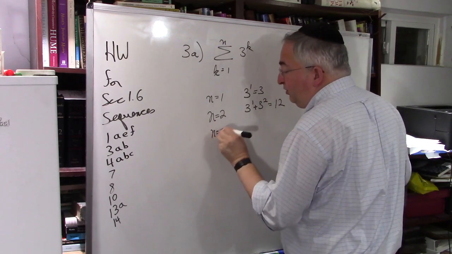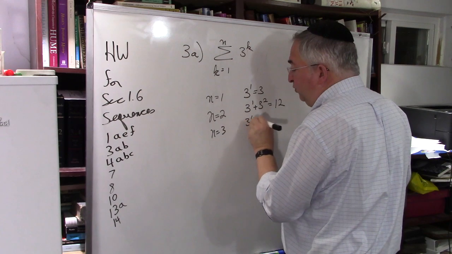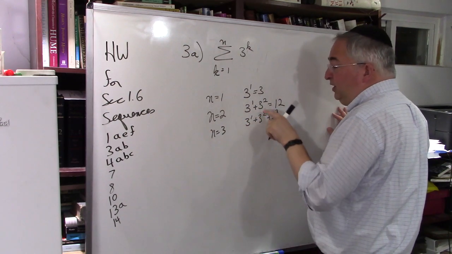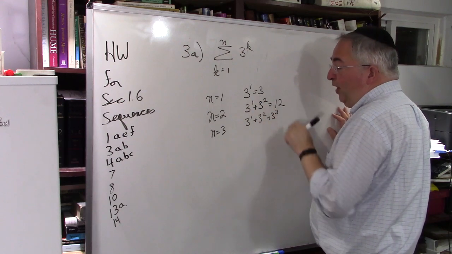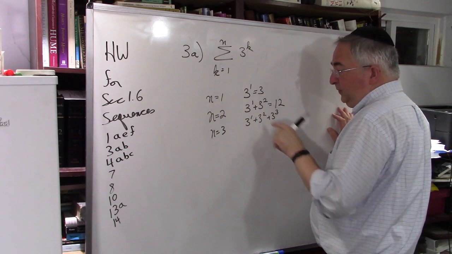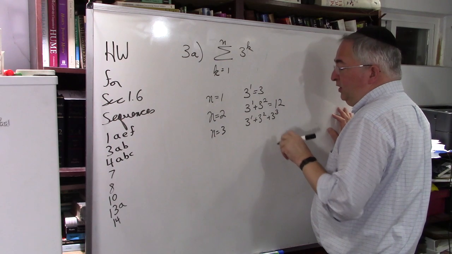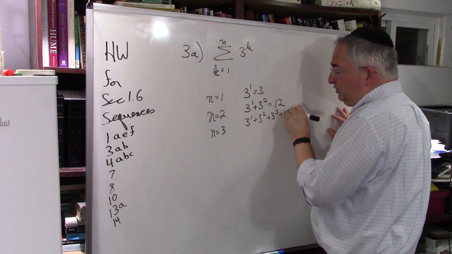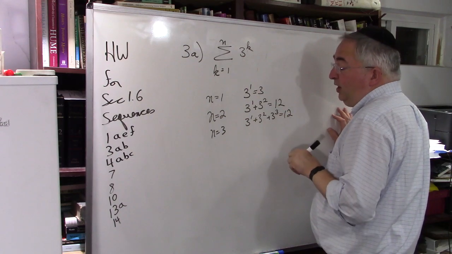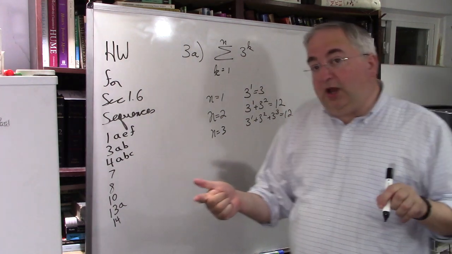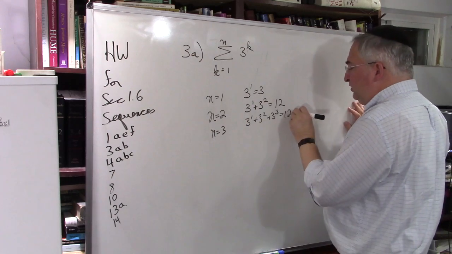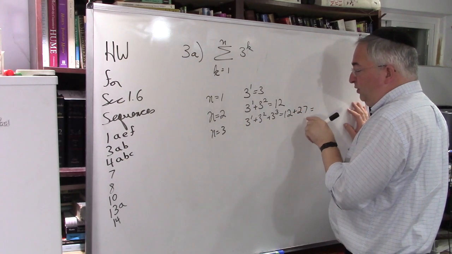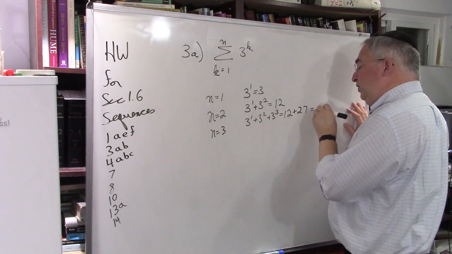For n is equal to 3, this becomes 3 to the 1 plus 3 to the 2 plus 3 to the 3, so this is 12 plus 3 to the 3. 3 to the 3 is 3 times 3 is 9 times 3 is 27, plus 27. So that's equal to 39.